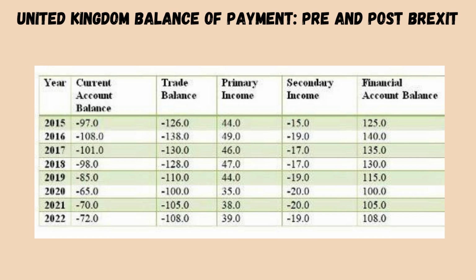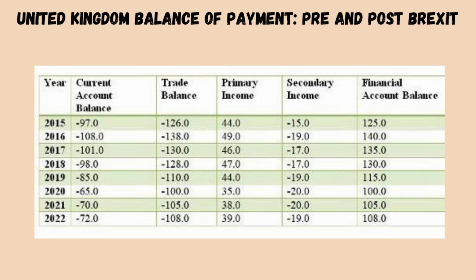Additionally, the primary income surplus of 38 billion provided some offset, while the financial account balance, which is 105 billion, remained relatively strong. So the reason for the higher and lower deficit can be linked to fluctuation in the trade balance, particularly in goods, as well as change in primary income flows, earnings from foreign investment, and the ability to finance the deficit through capital inflow reflected in the financial account balance.